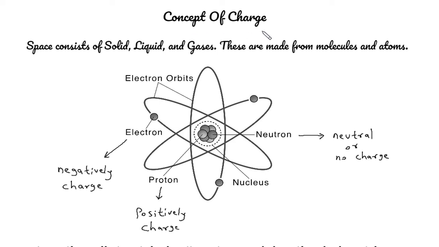Concept of charge. Space consists of solids, liquids and gases. These are made from molecules and atoms. This is the structure of an atom. It consists of electron, proton and neutron. Proton and neutron combine to form the nucleus. The electron is negatively charged, the proton is positively charged and the neutron has no charge; it is electrically neutral.